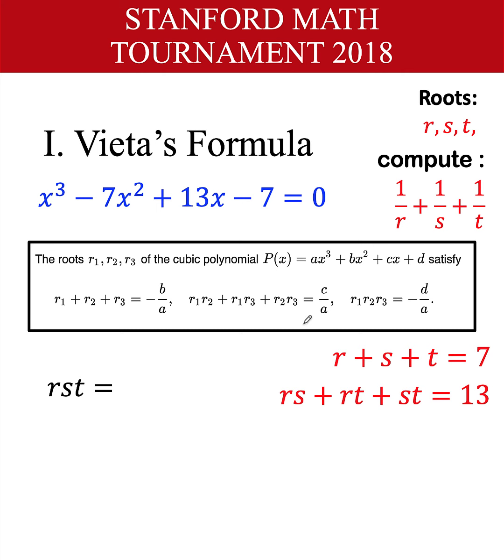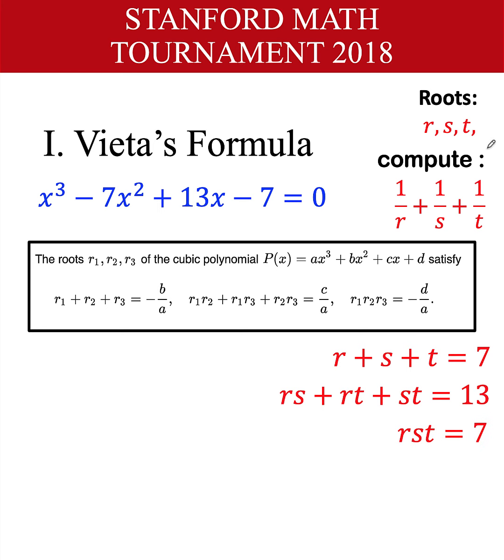Finally, if we take the product of r times s times t, which is the product of the 3 roots, that is equal to the negative of the constant term divided by the coefficient of the leading term. So we have here the negative of negative 7 over positive 1, which is equal to 7. Let's remember this result as well.